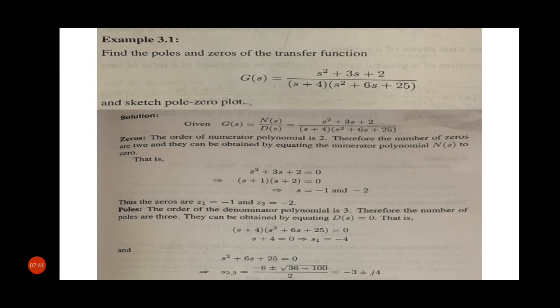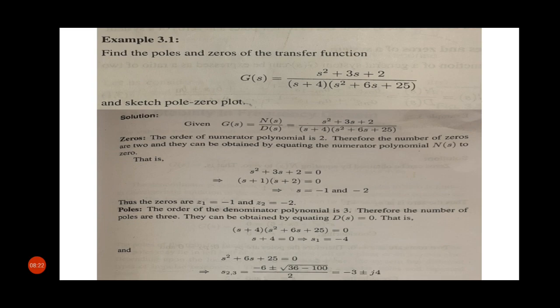So see the solution here. Given G(s), we know G(s) = N(s)/D(s). N(s) is the numerator polynomial and D(s) is the denominator polynomial of the transfer function, and this is equivalent to the given transfer function (s² + 3s + 2) divided by (s + 4)(s² + 6s + 25). See, the order of the numerator polynomial is 2. Therefore, the number of zeros is 2, and they can be obtained by equating the numerator polynomial N(s) to 0.